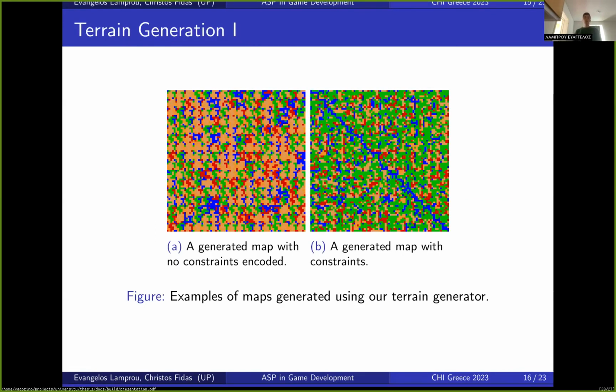Another example is that of terrain generation, where we encode the placement of tiles as an ASP program, and we give it some specific instructions, like a constraint where no blue and red tiles can touch, or that a river has to flow from one side of the map to the other. We're able to give high-level constraints, which results in a generator that has a high level of controllability.